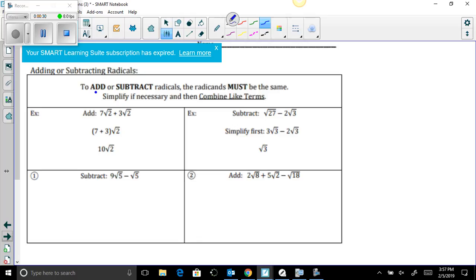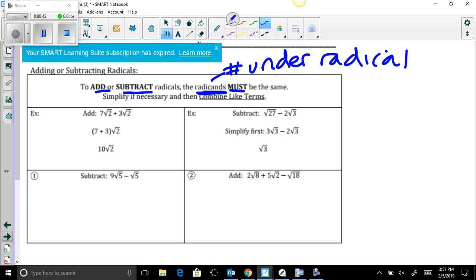To add or subtract radicals, the rule is the radicands, the numbers under the radical, must be the same. Simplify if necessary, and then combine like terms. So if we look at the first question that we have, 7 radical 2 plus 3 radical 2, the radicands must be the same, and they must be simplified. So is radical 2 simplified? It is. Is radical 2 on this side simplified? It is. So keep the like radical, do what the numbers ahead of them say, 7 plus 3. That is where we got 10 radical 2.